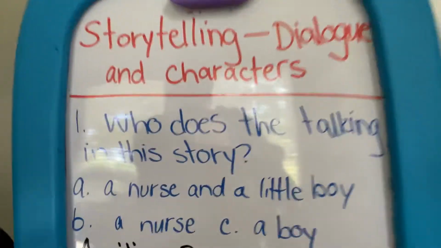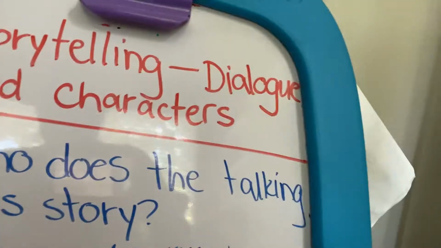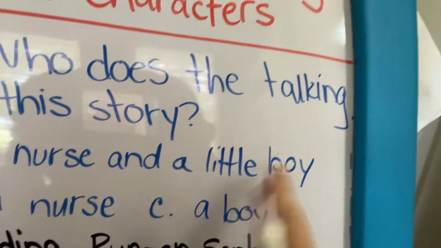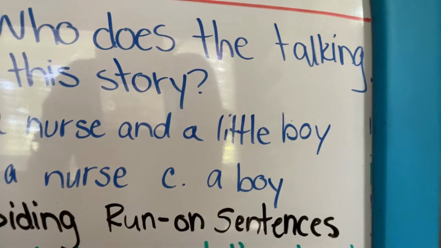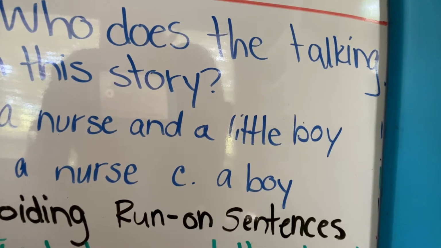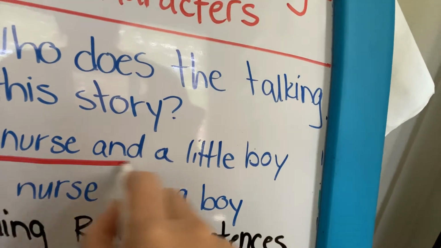Okay, so I want you guys to go over that story again. And then you're going to answer the questions at the bottom. So the first question says, who does the talking in this story? Let's look at our choices. A, a nurse and a little boy. B, a nurse, or C, a boy. Well, I know that the story is about a nurse and a little boy. And I know that the nurse is asking questions and then the little boy is answering. So it would be A, a nurse and a little boy.